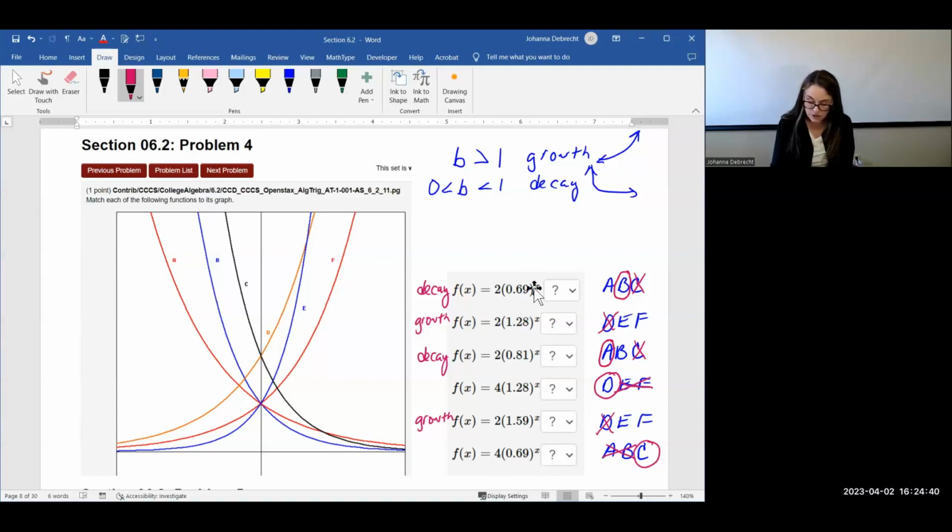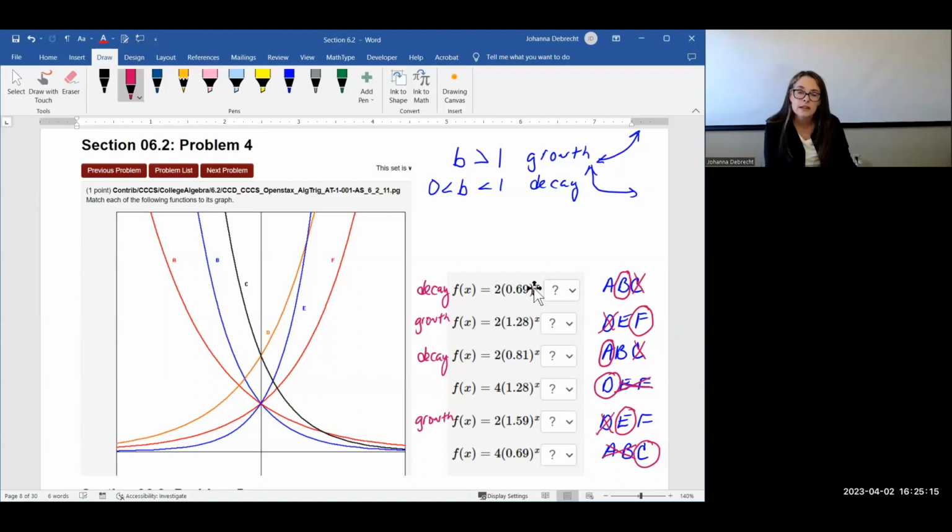To the growth factors. With the growth factors, the larger the number, the faster it grows. So if the number is greater than 1, the bigger number grows faster. If the number is between 0 and 1, the smaller number grows faster. So comparing 1.59 to 1.28, 1.59 is bigger, so it's going to grow faster, so it's going to be steeper. So comparing E to F, E goes up faster, so this one has to be E. Now let's switch to Desmos.